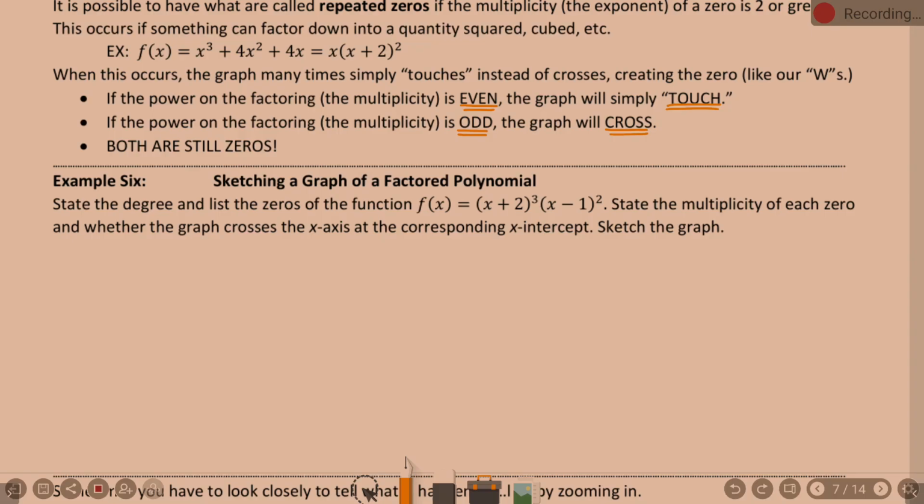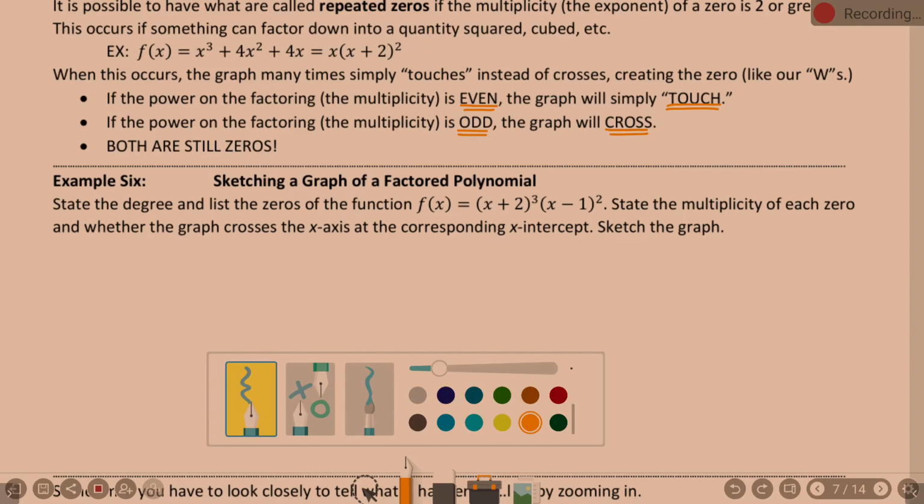Okay? So, example 6 asks us to do a whole bunch of stuff. State the degree, list the zeros, state the multiplicity of each zero, and whether the graph crosses the x-axis at the corresponding x-intercept. And then it says sketch the graph. Now, yes, you can still use a calculator, but we're also going to try and sketch it by hand so we can put all of our information together. Okay, so before you jump to the calculator, stick with me. So let's start with degree.